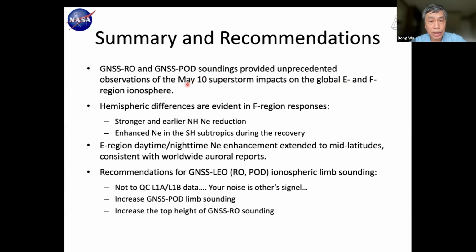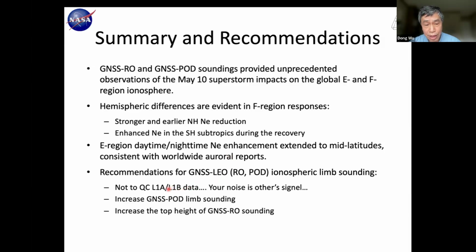So to get to my recommendation, I mentioned that this storm is pretty interesting in the E region and F region, and we have coverage on that. And we see the asymmetry in the hemisphere responses, and we find it extended to the low latitude, very consistent with the report. Come to the recommendation.